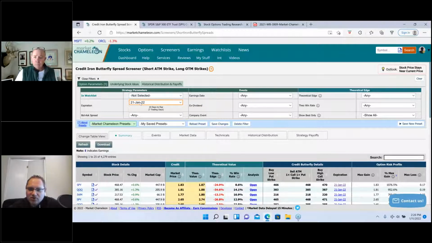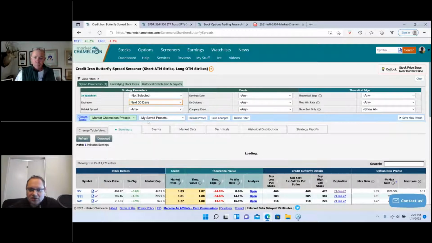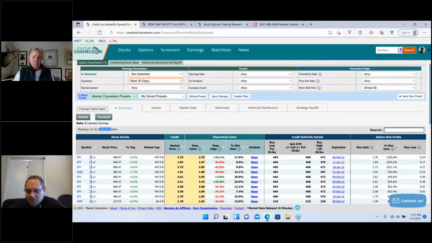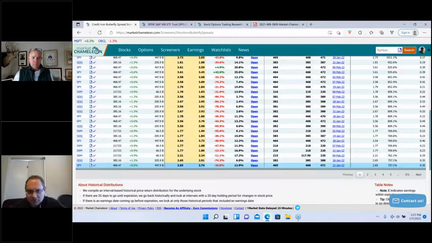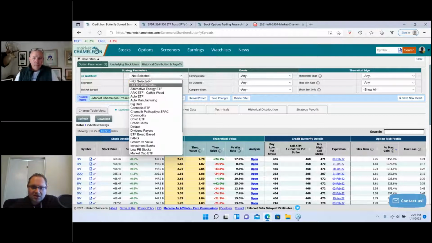4,279. It's defaulted to the first monthly expiration. So let's take a look at anything expiring in the next 30 days. And you could see I've got over 14,000 possibilities right now in the next 30 days. So we want to narrow them down just to see if we could find something worth looking into further. And if you have your own watch list, some people just like to screen by their own stocks. You could create your own watch list and do that.